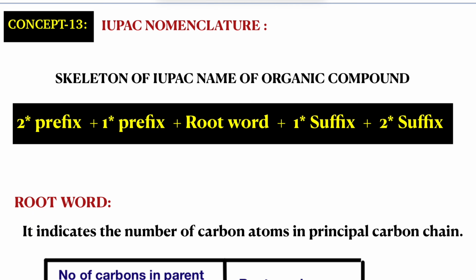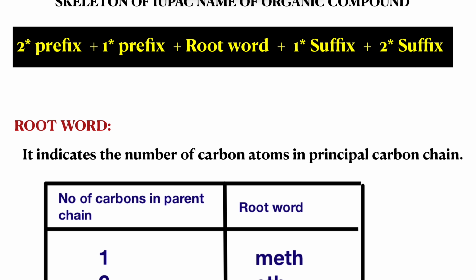In this video, I'm going to discuss the various parts of an IUPAC name of an organic compound. In general, an IUPAC name has 5 parts. The first one is secondary prefix, primary prefix, root word, primary suffix, and secondary suffix. Now let us discuss the details of these various parts, like the significance of the root word, what the examples are, all those things. So let us start with the root word.